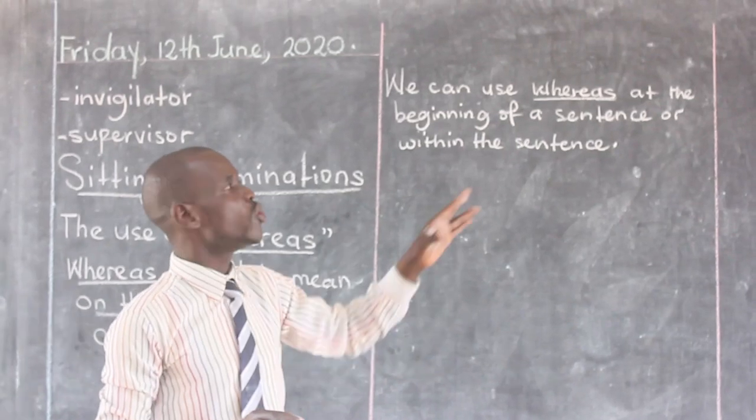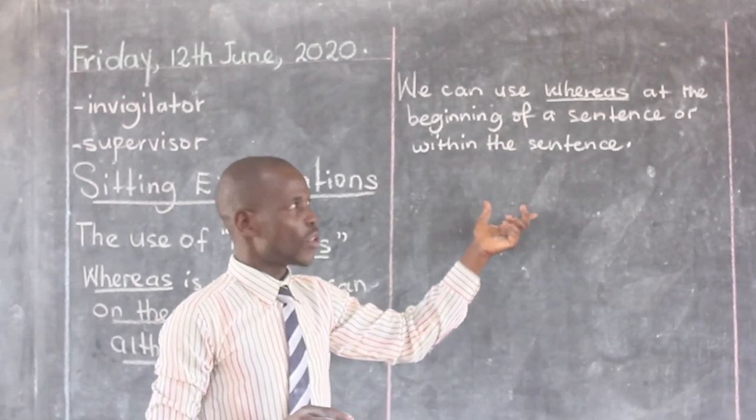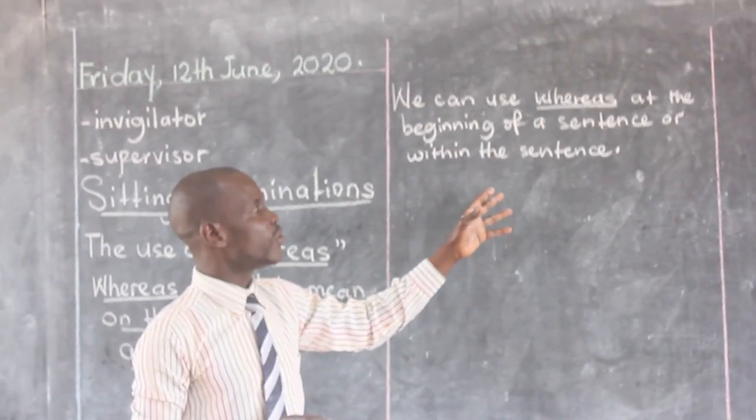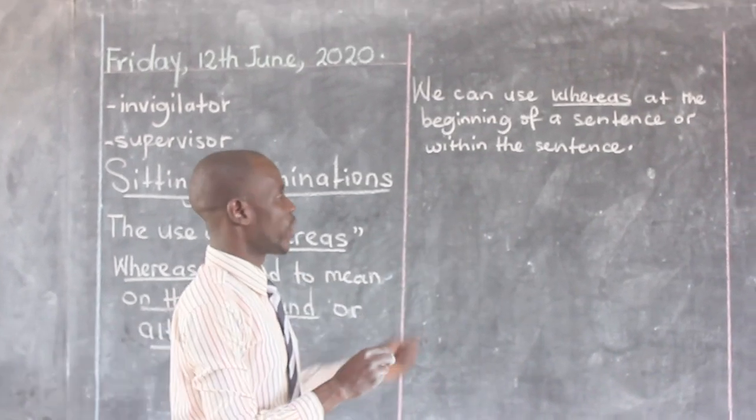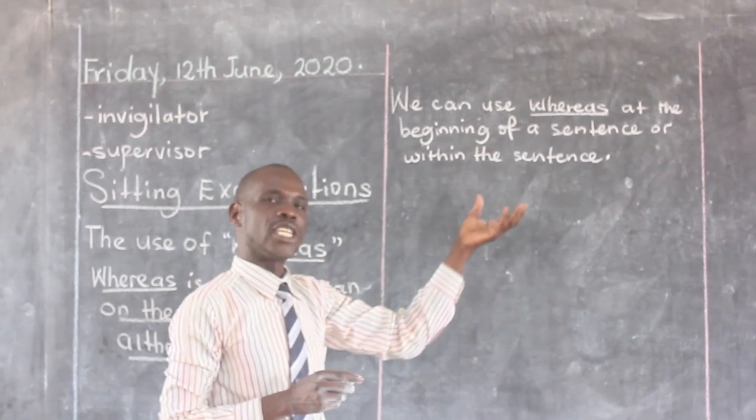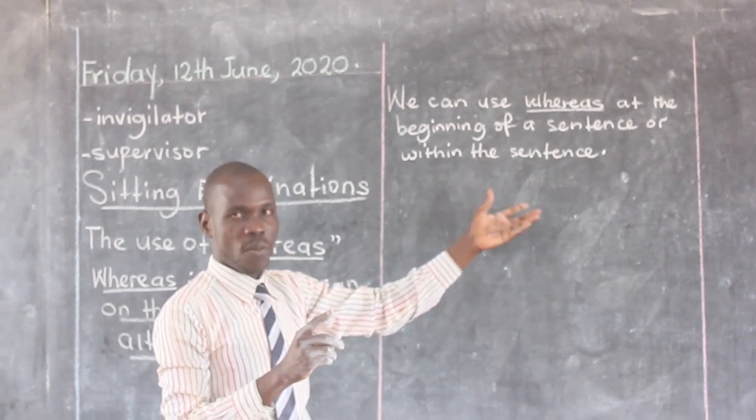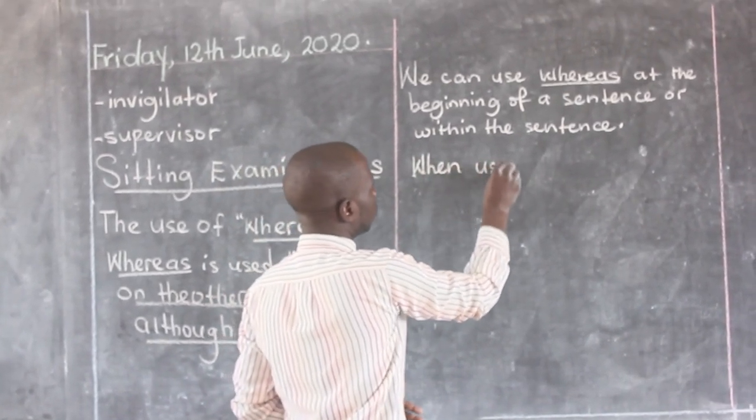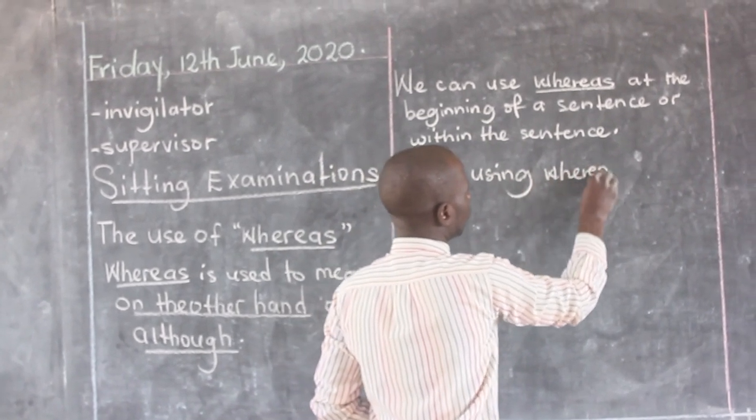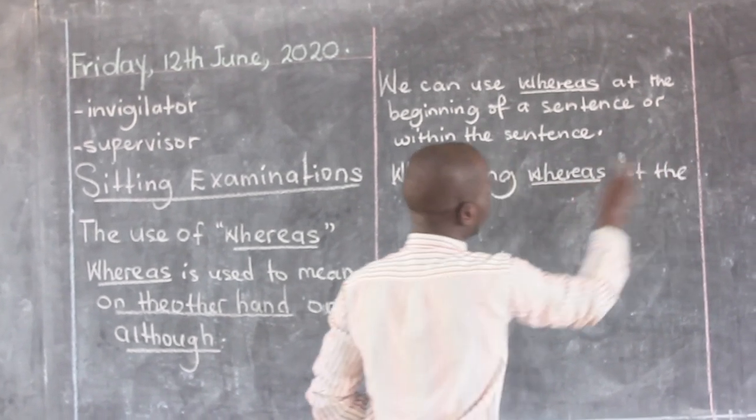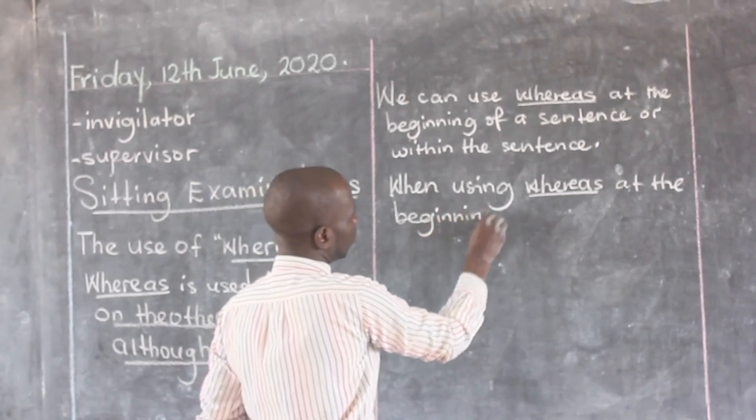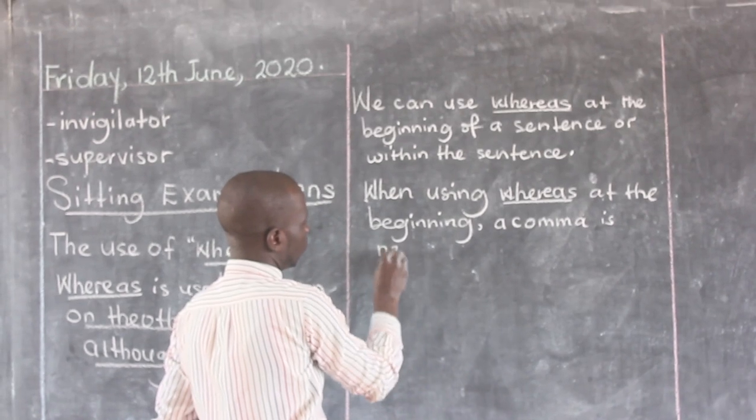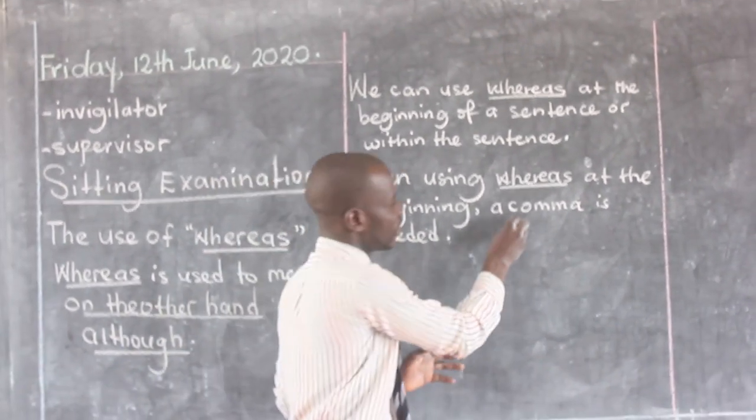But what do we need to know when we use whereas at the beginning of the sentence? When we use whereas at the beginning of the sentence, then we need the idea of a comma. We shall use a comma to separate the two clauses. So we can say, when we use whereas at the beginning of the sentence, a comma is a must. Yes, a comma is needed.